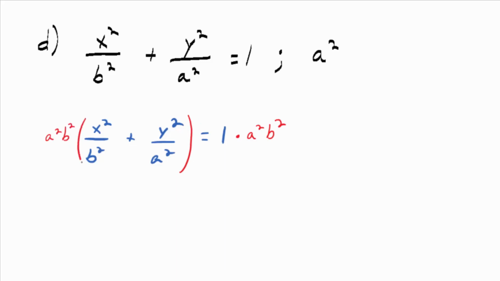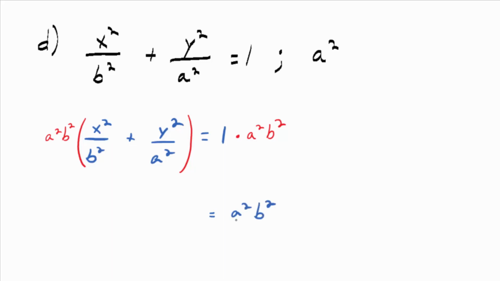Does everybody see how he came up with the LCD? They don't have any factors in common. Those two denominators, a squared and b squared, don't have anything in common. Just multiply them together, and that is the LCD. A squared times b squared is the LCD. So I'll do the right-hand side for you. I think 1 times a squared b squared is a squared b squared. Wasn't that nice of me?